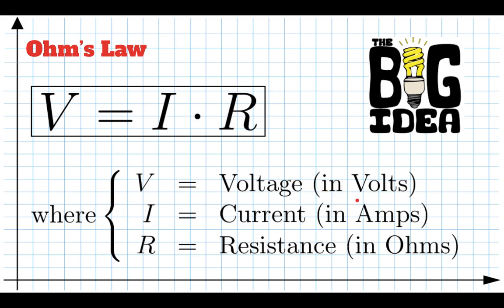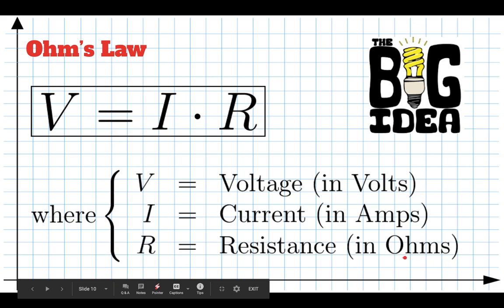So the voltage is going to be measured in volts, current is going to be measured in amps, and resistance is measured in ohms. And we don't usually write ohms, we usually use the omega symbol.